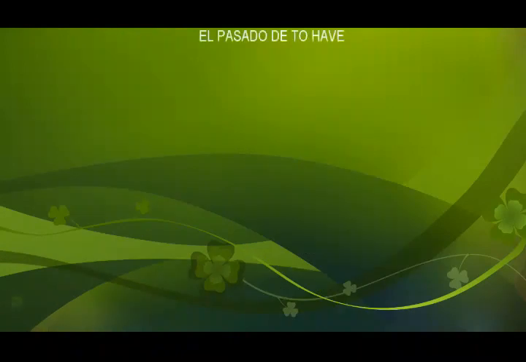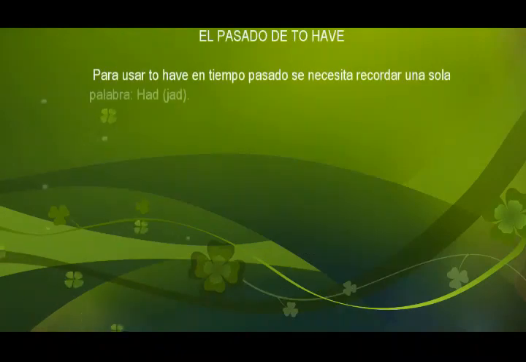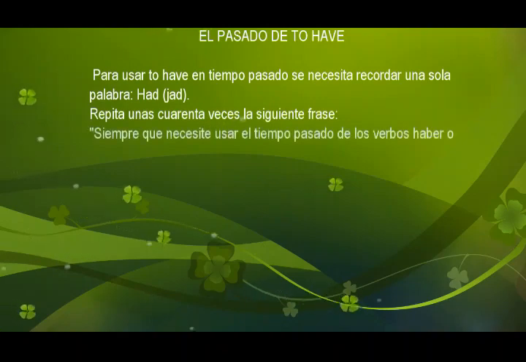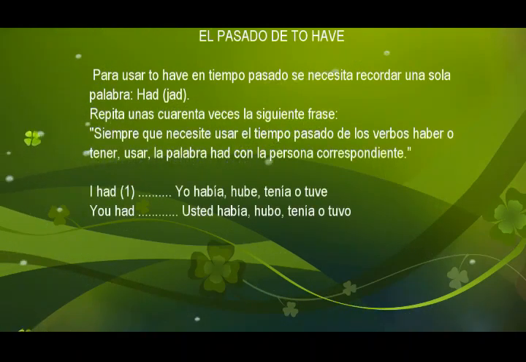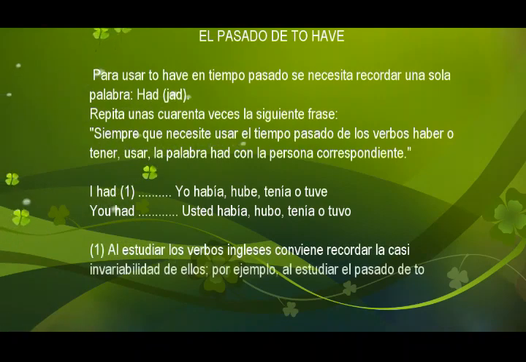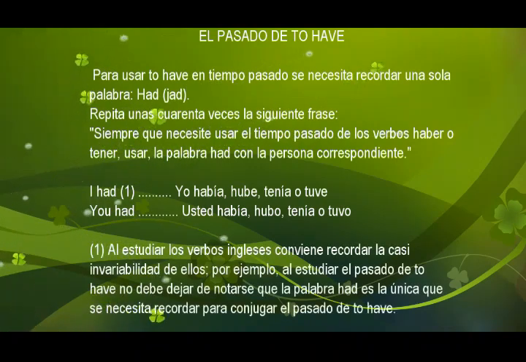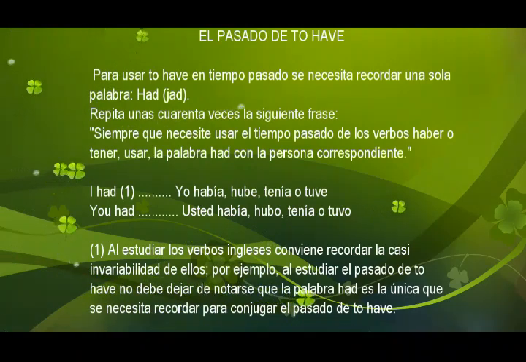El pasado de to have. Para usar to have en tiempo pasado, se necesita recordar una sola palabra, had. Repita unas 40 veces la siguiente frase. Siempre que necesite usar el tiempo pasado de los verbos haber o tener, usar la palabra had con la persona correspondiente. I had. Yo había, tenía o tuve. You had. Usted había, hubo, tenía o tuvo.